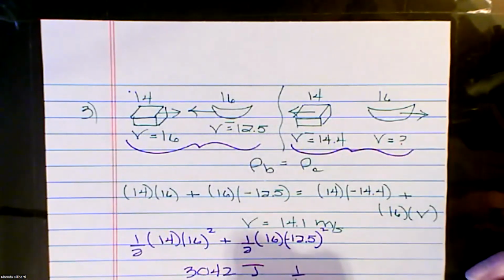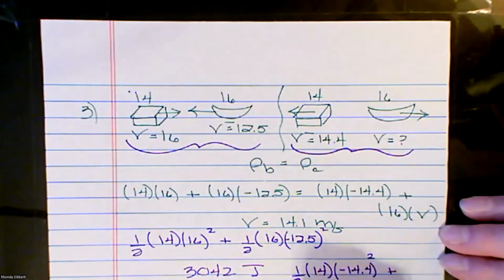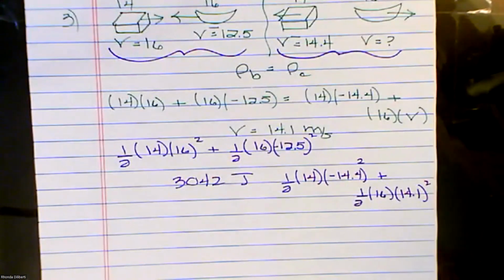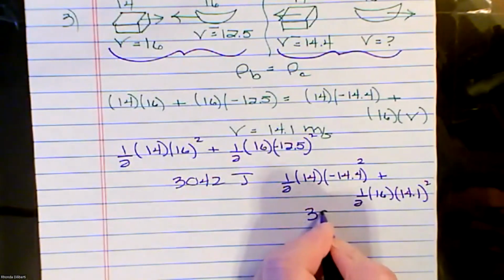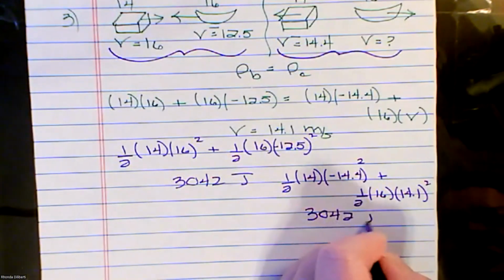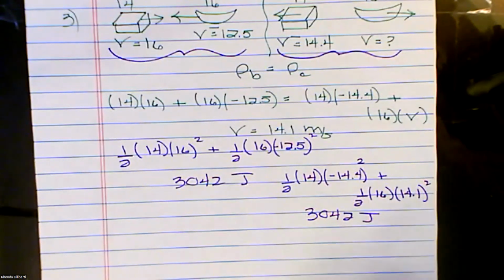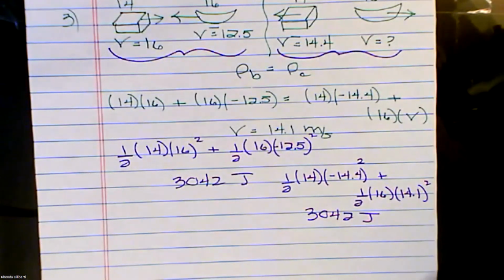And now I'll do the same thing over here. So we have 1/2 m v squared, that's going to turn that positive, plus 1/2 m, and our new velocity 14.1 squared, and we number crunch that, and we get 3042 joules. So it is an elastic collision.